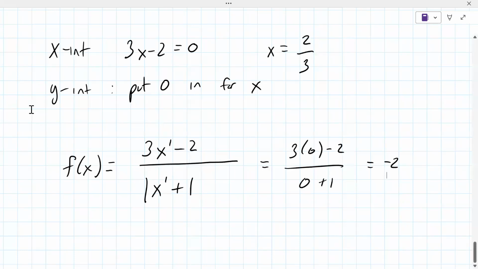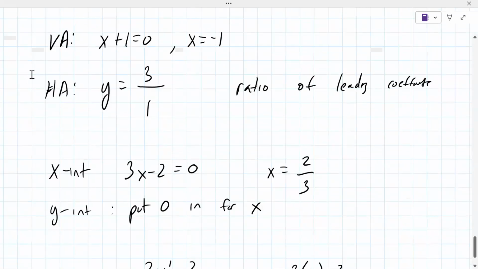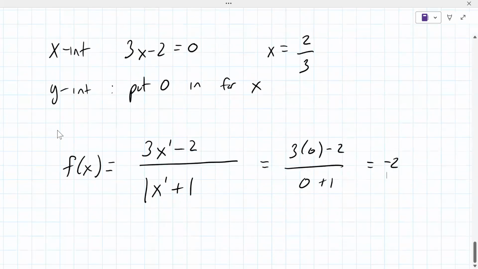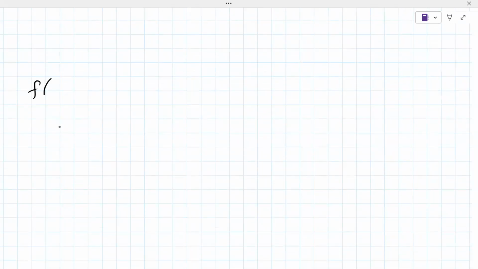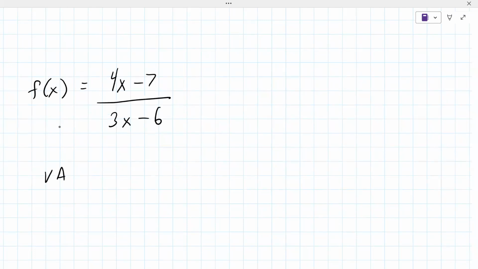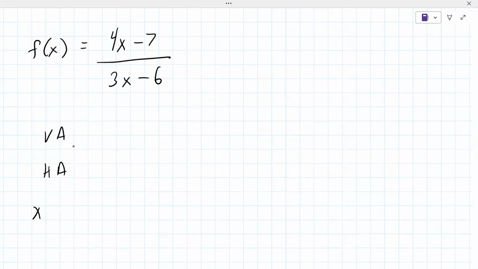All right, so let me give you another problem here, and you're going to find basically these same four things. And we'll see if we need to increase the difficulty at all. But let's say f of x is 4x minus 7 over 3x minus 6. So I'm looking for the vertical asymptote, the horizontal asymptote, the x-intercept, and the y-intercept.